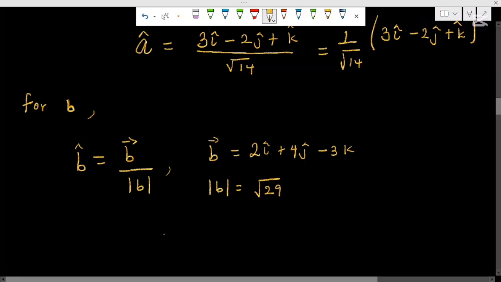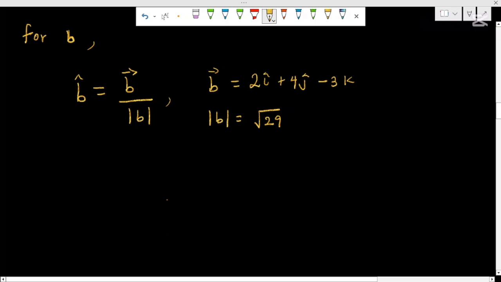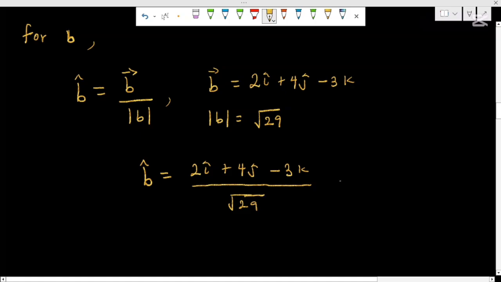Which means that the unit vector for B will simply be equal to 2I plus 4J minus 3K over the square root of 29. And if you wish, you can write it as 1 over the square root of 29 into bracket 2I plus 4J minus 3K. It's as simple as that.